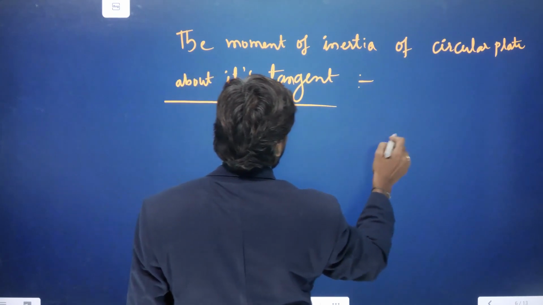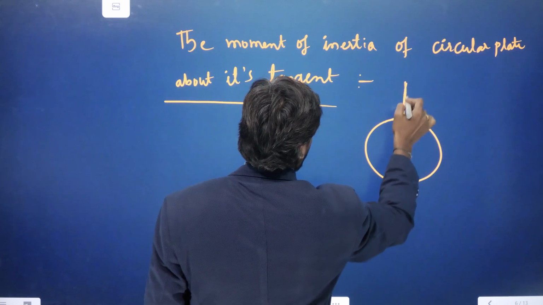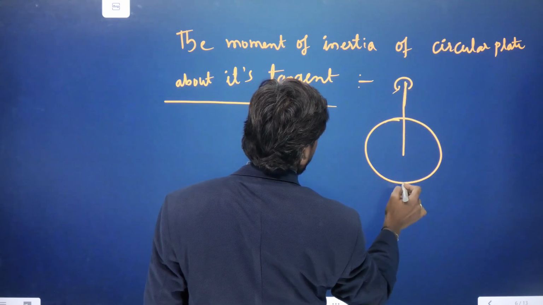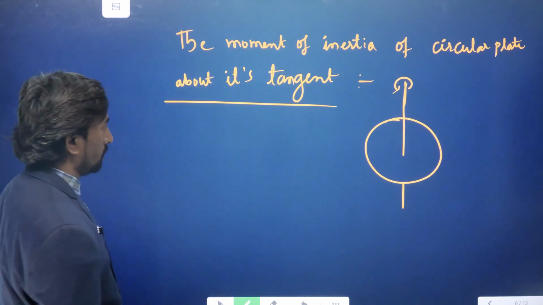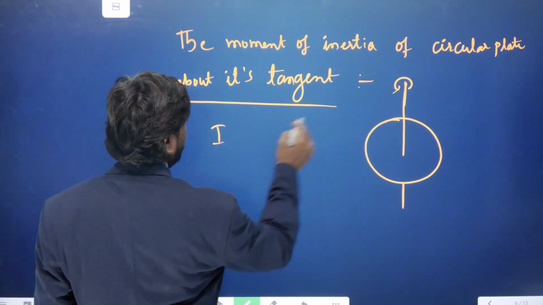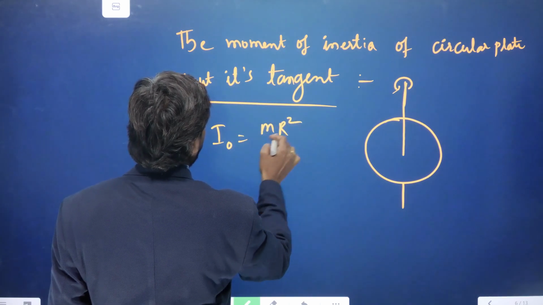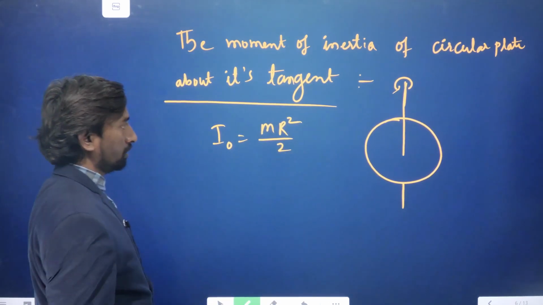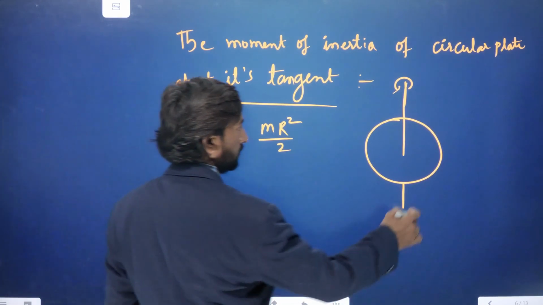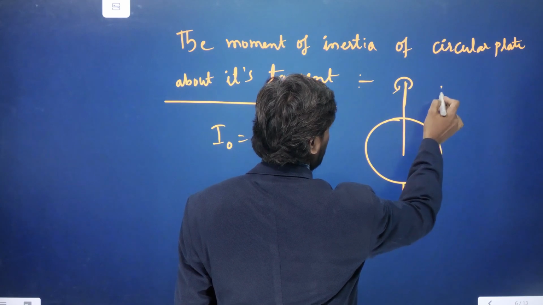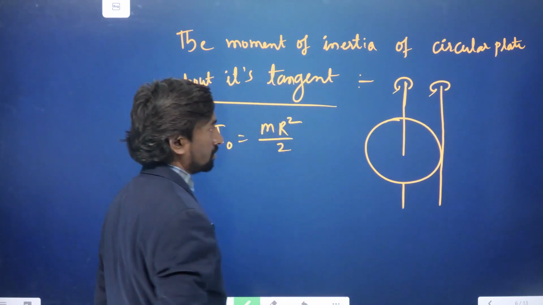So this is a circular disc. This is the moment of inertia about the axis passing through its center and perpendicular to its plane, which we got as I naught, mr square by 2. Now along the tangent means along like this, so it is about this axis.